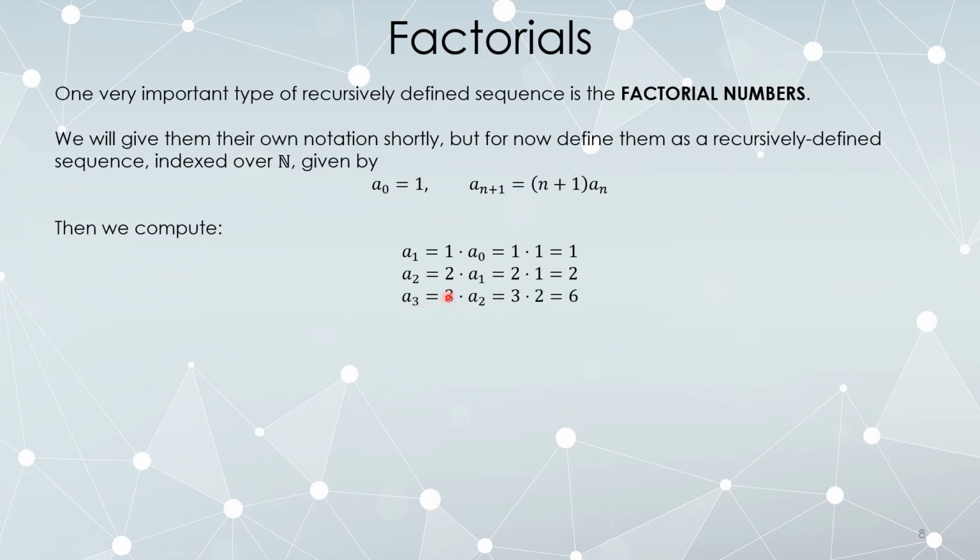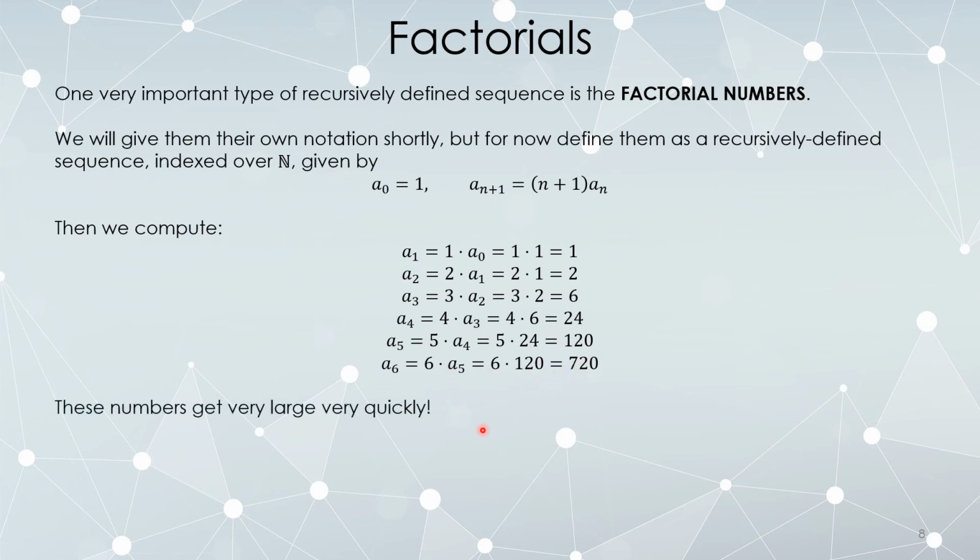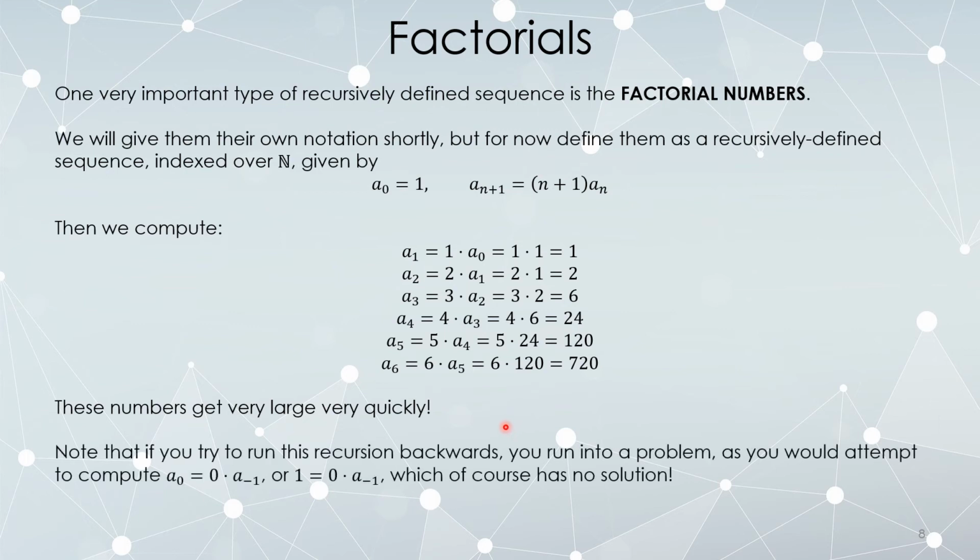A sub 3 is 3 times the previous term, 3 times 2 is 6. A sub 4 is 4 times the previous term, and 4 times 6 is 24. A sub 5 is 5 times the previous term, and 5 times 24 is 120. A sub 6 is 6 times the previous term, and 6 times 120 is 720. These numbers are getting really big, and they're going to continue to get extremely large.